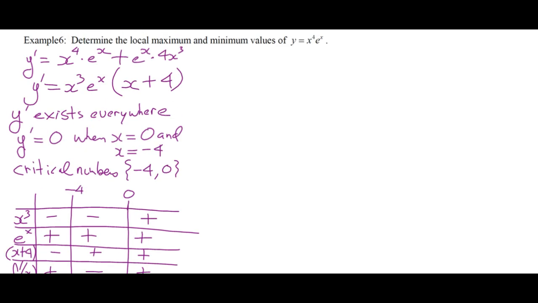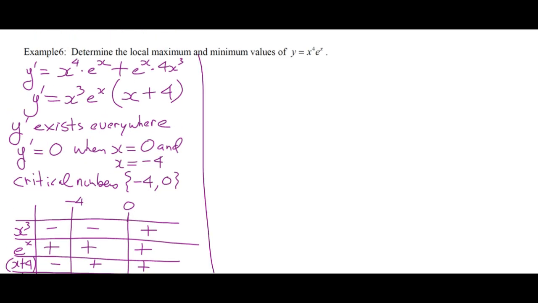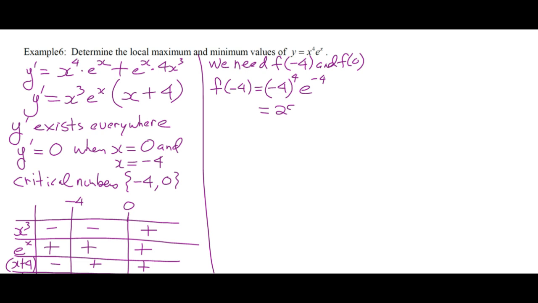Okay, so let's swoosh back up here. So we need f of negative 4 and f of 0, right? So we need f of x at the critical numbers. Okay, so f of negative 4 is negative 4 quantity to the fourth, because that's going to come out as positive, right? And then e to the negative 4, which is 256 e to the negative 4.